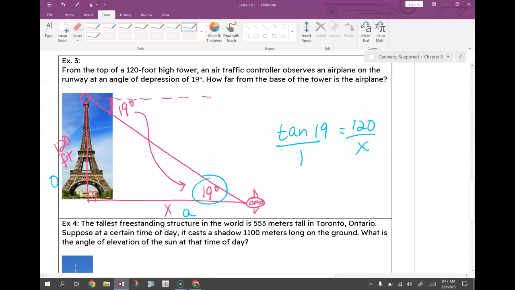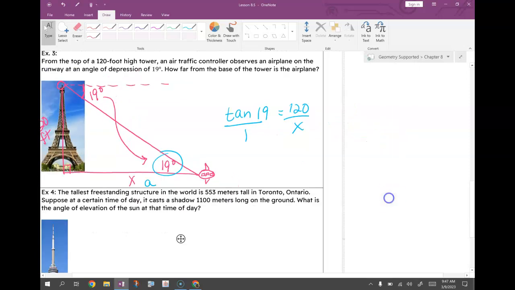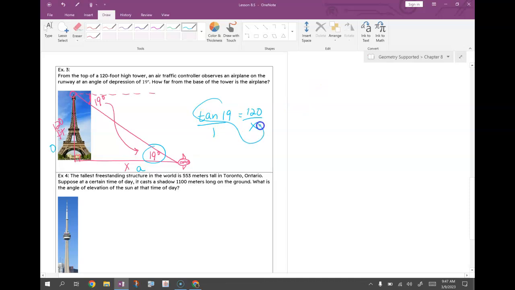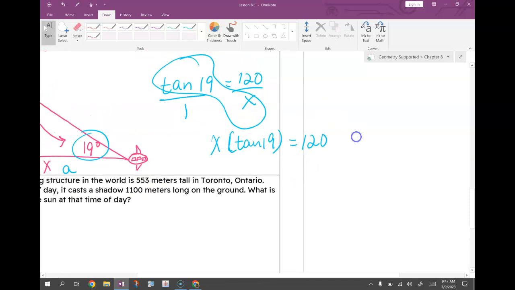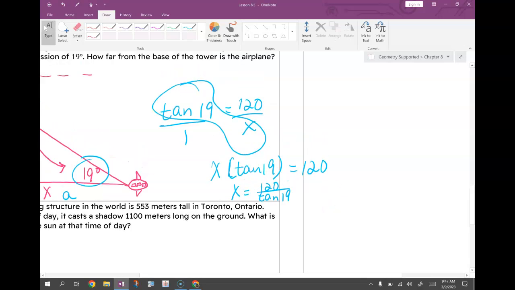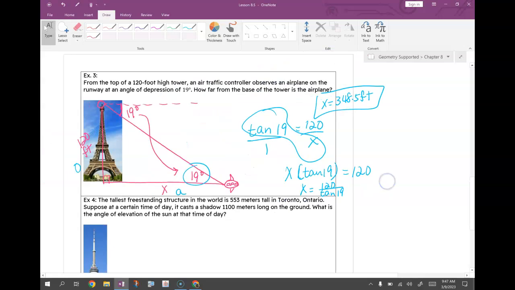Perfect. Put that tangent 19 over 1. Let's cross multiply. So we've got X times tangent 19 equals 120. How do I get X by itself? You divide. So X equals 120 divided by tangent 19. Matthew, what did you say? 348.5 is correct. So X equals 348.5. We are measuring this in feet.